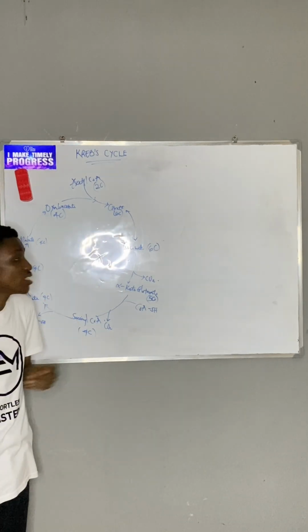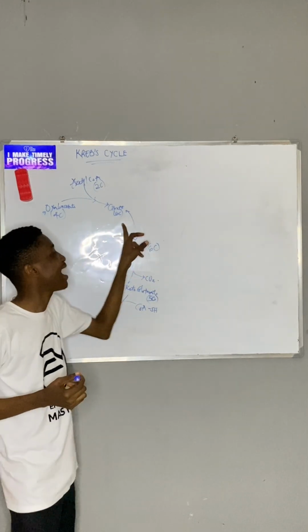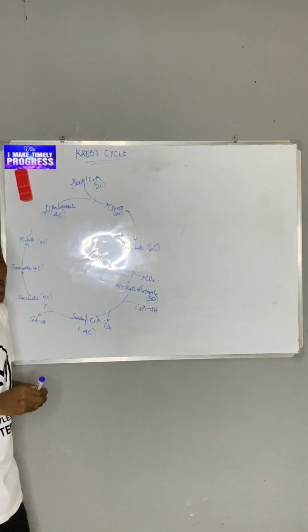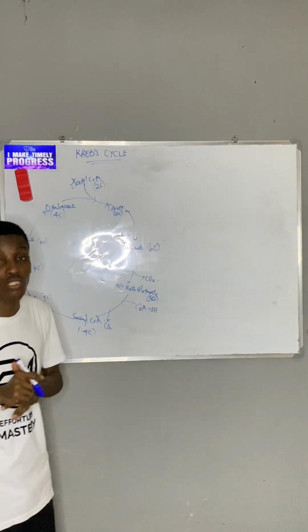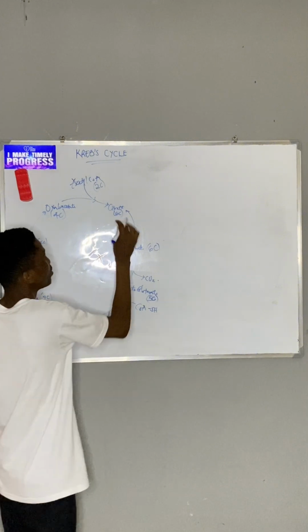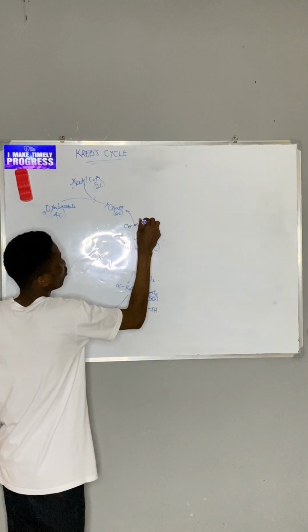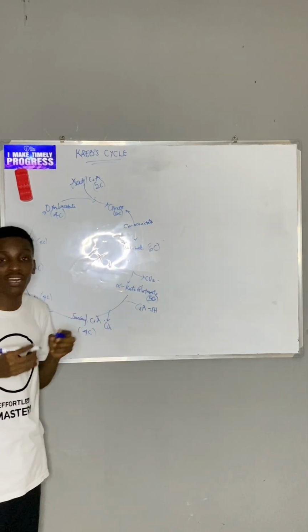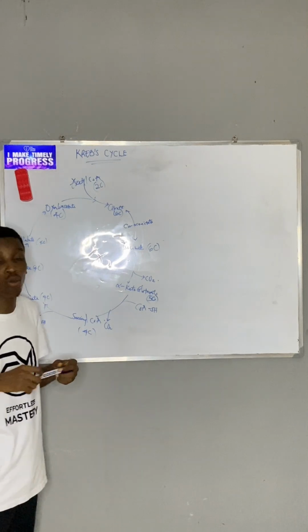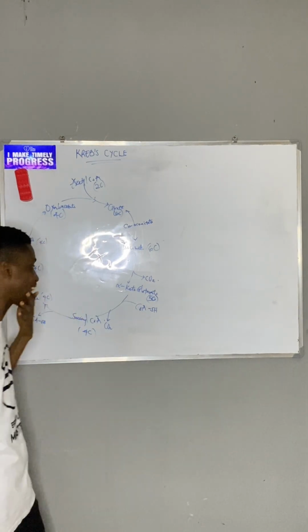Iso, so I change. Usually it involves removal of water and re-addition of water. There is an intermediate we call cis aconitate. So in between the two of them, we have an intermediate called cis aconitate. Likewise, between isocitrate and alpha ketoglutarate, I also have an intermediate we call oxalosuccinate, but I will come back to that later on.